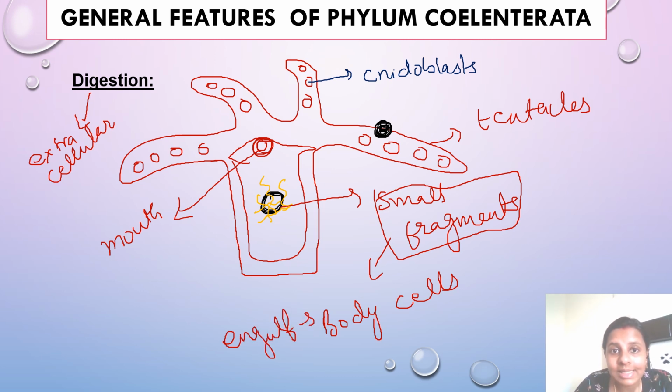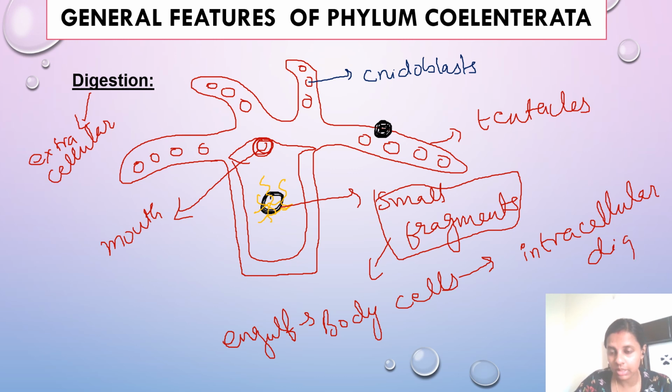Engulfed by the body cells. Now here the digestion will happen in the food vacuole. Now this will be known as intracellular digestion. Here, what is happening inside the cell, the digestion is happening. That's why we call it intracellular digestion. Got it?